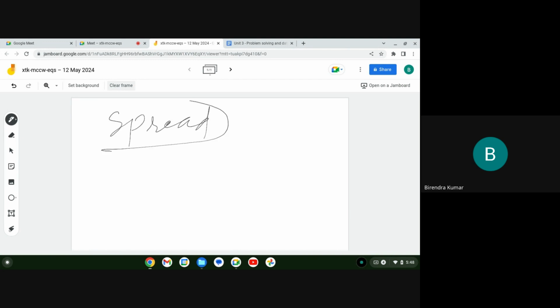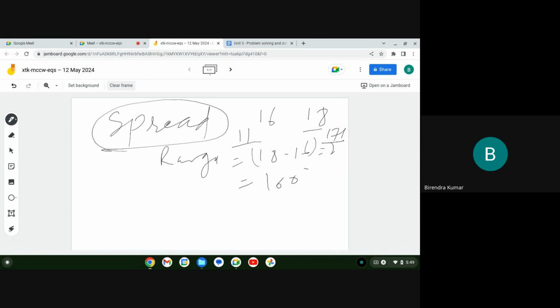So when you talk about spread, you talk about three things. It basically tells you how spread out your data is, meaning how much is the range. Let's say if your smallest is 16 and maximum is 18, your range is 18 minus 16, 2. If your smallest is 11 and maximum is 171, your range is 171 minus 11, 160. This tells you that your data is quite widespread. So first thing is range.